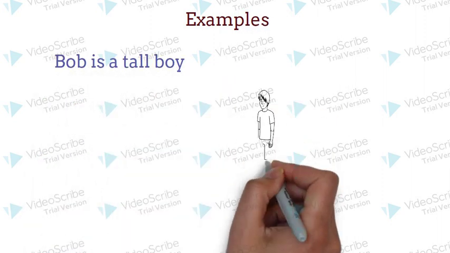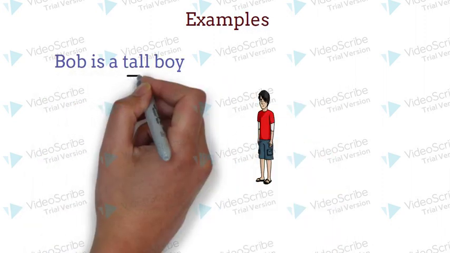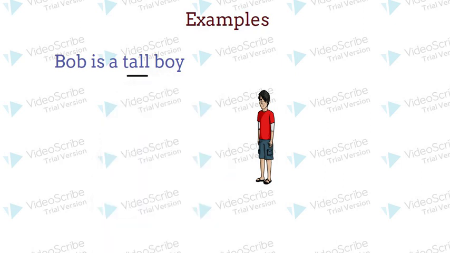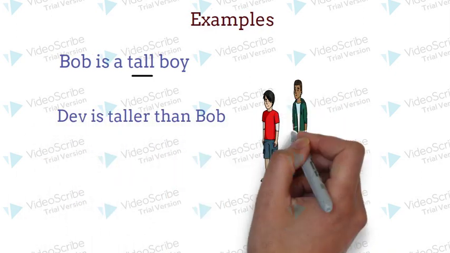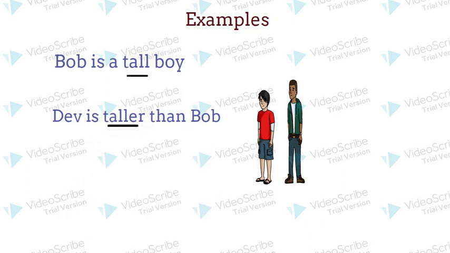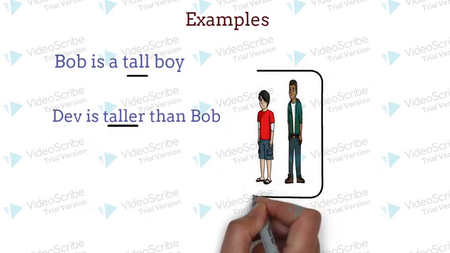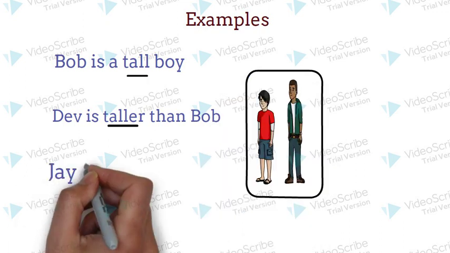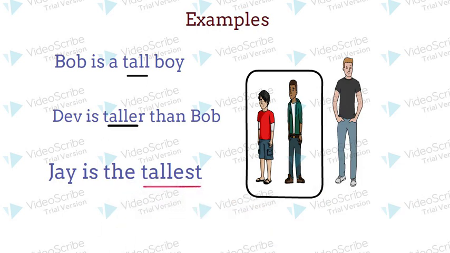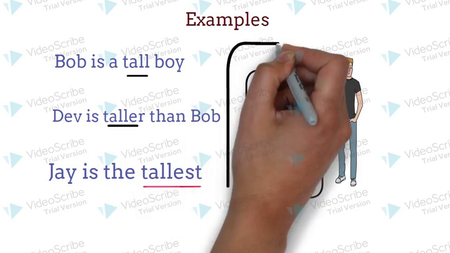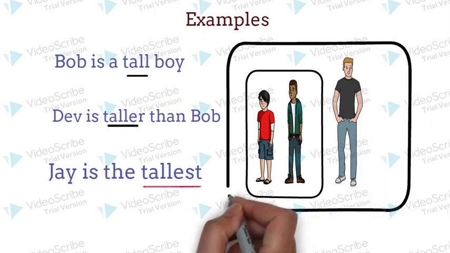Bob is a tall boy. Here tall is an adjective and it is just describing Bob and not comparing Bob with anybody. So it's a positive degree of comparison. Now let's look at another example. Dave is taller than Bob. Here, taller is an adjective and it is used to compare the two boys. So, it is a comparative degree. Jay is the tallest among all. Here, tallest is an adjective and we are comparing 3 persons' height here. So, it is a superlative degree.